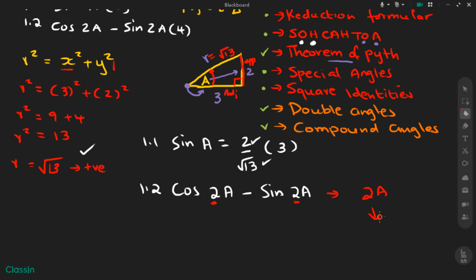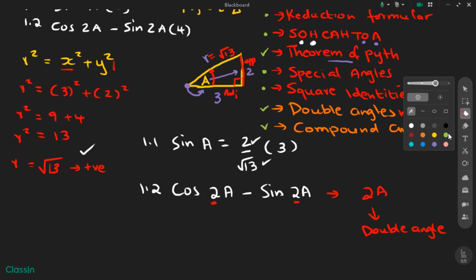2a is an indication of a double angle. So we are not going to divide this by 2, this by 2, so that the 2s cancel. We are going to work it out as a double angle. Now, if you take your formula sheet, we are going to change one ratio. Either you change cos or you change sine, or you change both of them.